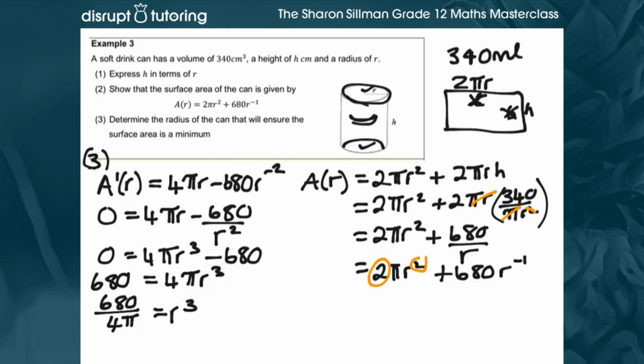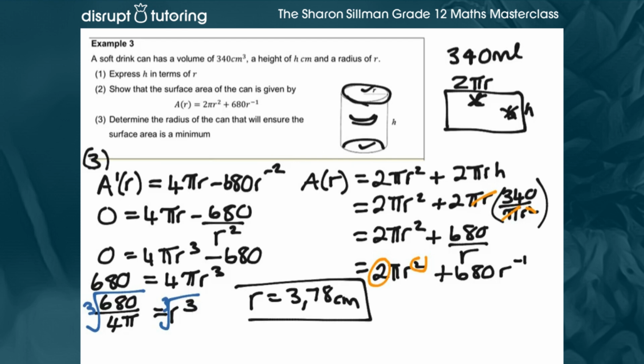And then cube root both sides. To get rid of the cube, we're going to cube root both sides. So therefore we have r is equal to, and your calculator work will tell you that it's 3.78 centimeters. So that's the final answer.